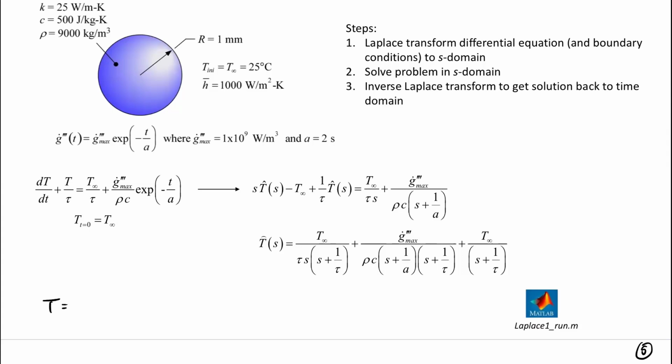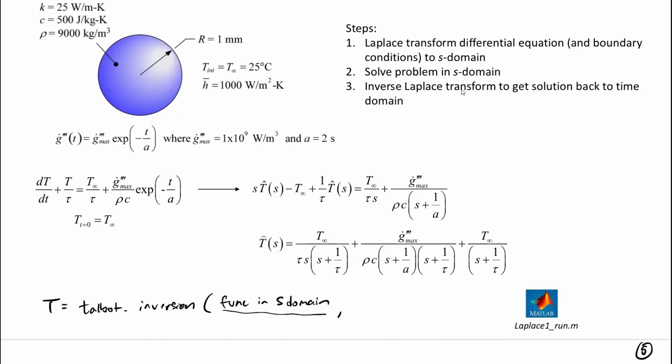It's t is equal to this function Talbot underscore inversion. Talbot inversion takes the function, so it's a function in the S domain. Whatever the function in the S domain is, that's something you write, or you're going to write a function like we just went through and came up with here based on our problem. That's our function in the S domain. So we'd write a MATLAB function that evaluates t hat of S. We'll pass that to Talbot inversion.